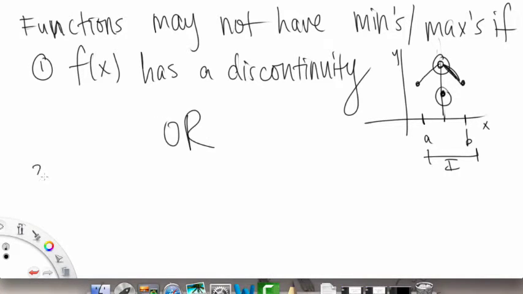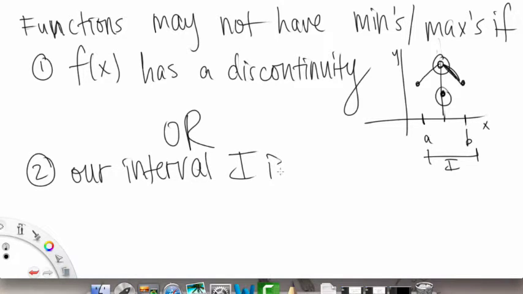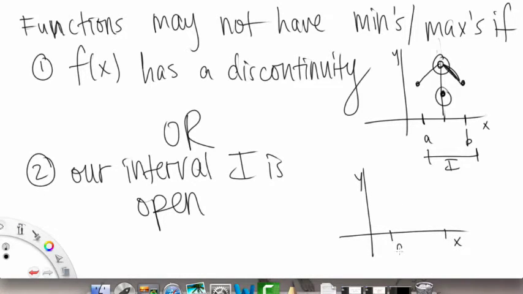Or number 2, if our interval I is open. So what does that mean? That means that let's say we have a graph such as the following. So we have something like that, and A and B are here. Those are the endpoints to our interval, and I'm just drawing the interval lines.